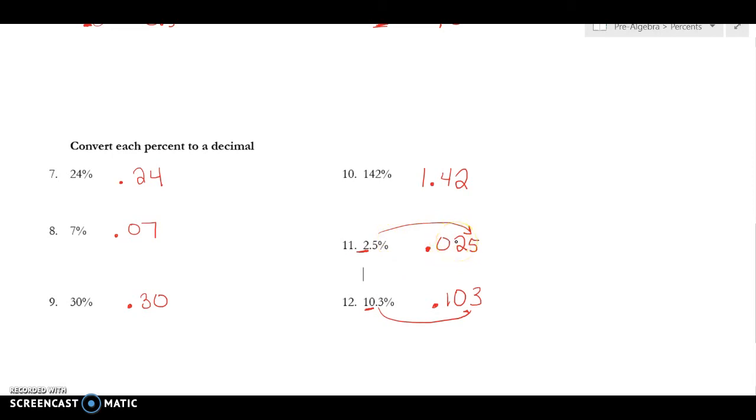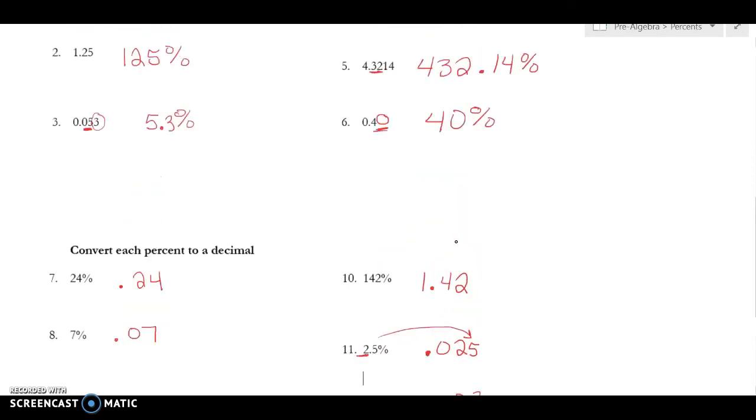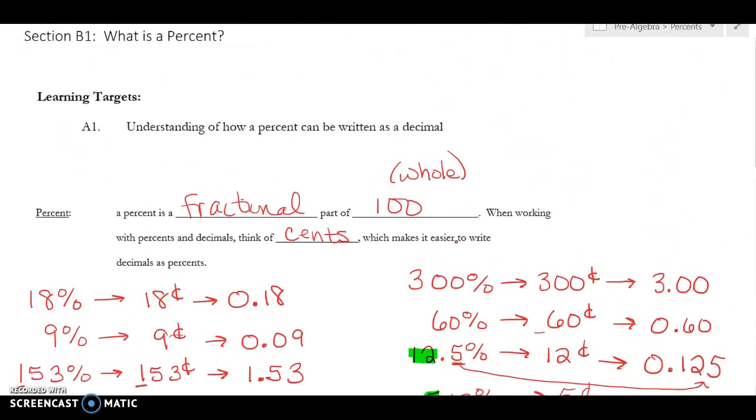All right, so when you go from percent to decimal, remember to think of cents and do the same thing when you're going the other way around.